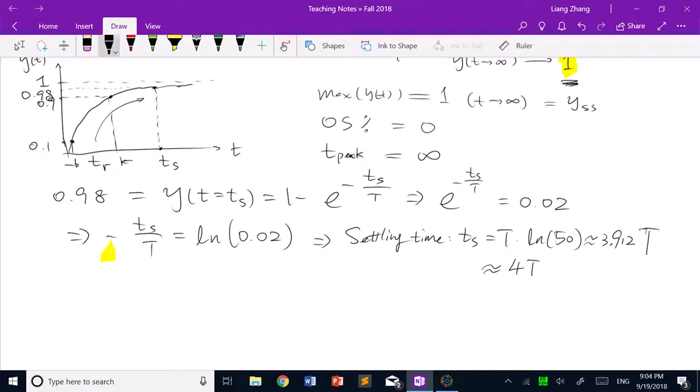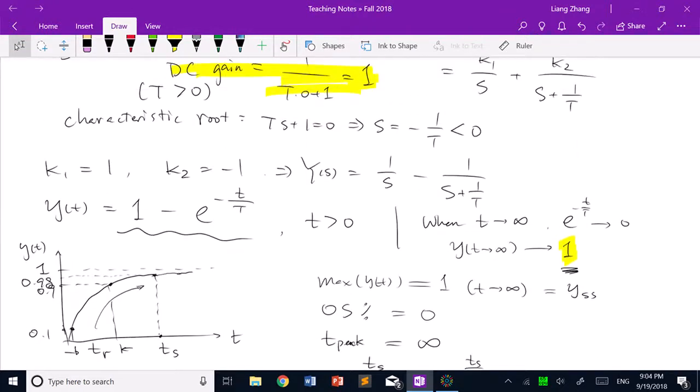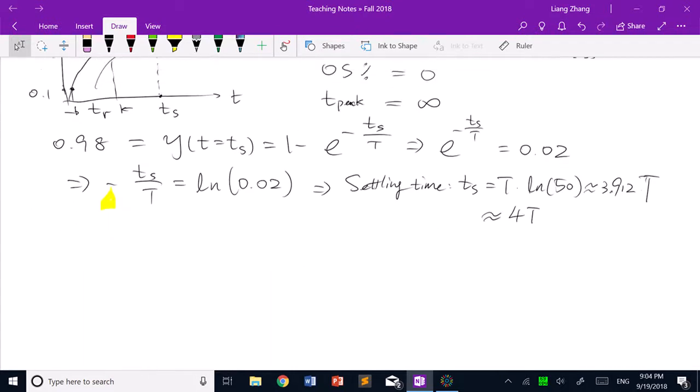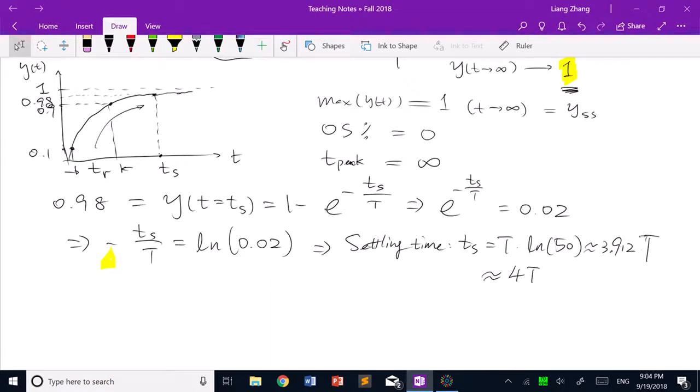Now, this is a rule of thumb. And since this capital T becomes so useful in addition to being just a coefficient in your transfer function, it also appears as a measure of time, at least in the settling time. People give it a special name. This is usually called the time constant.